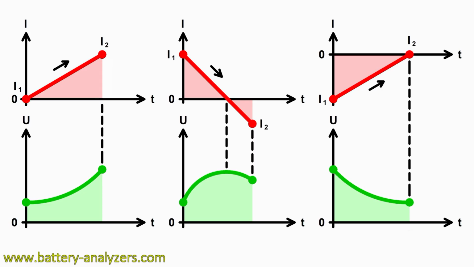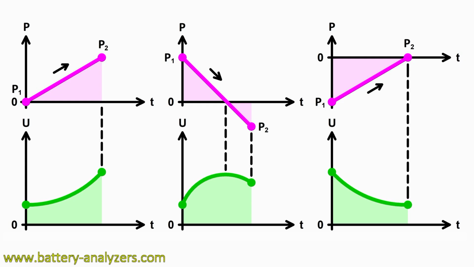At the step of the current scanning, the analyzer changes the current through the accumulator from the initial current I1 to the final current I2 with a given speed. The current I1 as well as the current I2 can be either positive, that is the charge current, or negative, that is the discharge current, or it can be zero.